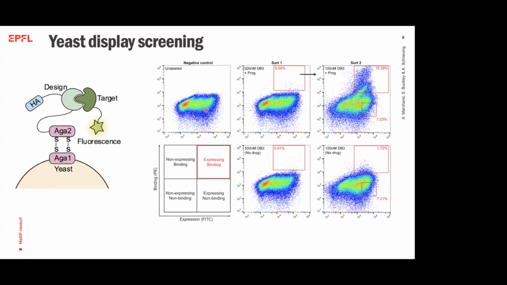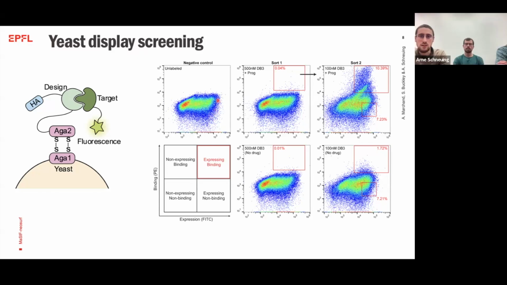And so each dot is a cell, or each dot is a yeast? Yeah, each dot is a yeast. So here you see a few dots, maybe 20, 30 yeast in that gate. But here there are like billions of them.